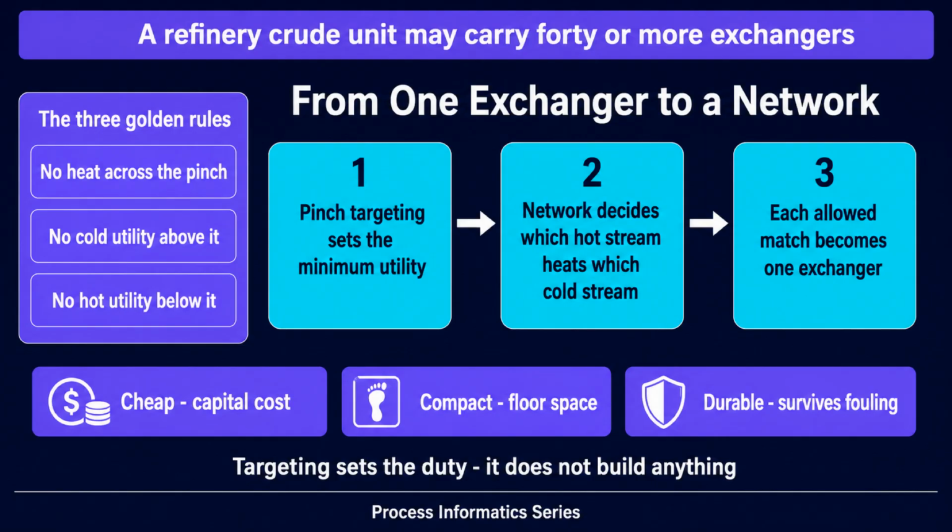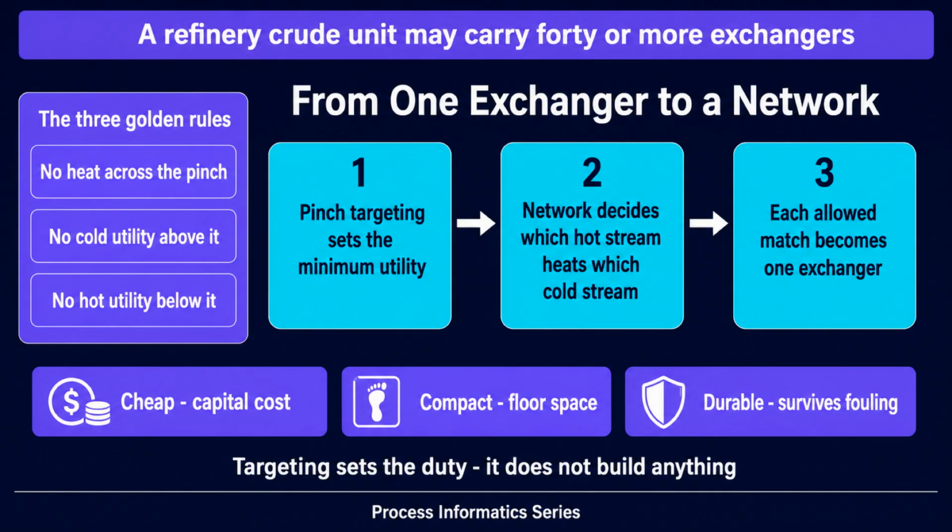Pinch analysis, introduced in our Chemical Engineering Introduction series, computes the minimum hot and cold utility a set of streams can possibly need before any network is drawn. Its 3 golden rules follow: no heat across the pinch, no cold utility above it, no hot utility below it. Together they decide which matches are allowed to exist at all. That targeting stage sets the duty, but it does not build anything.